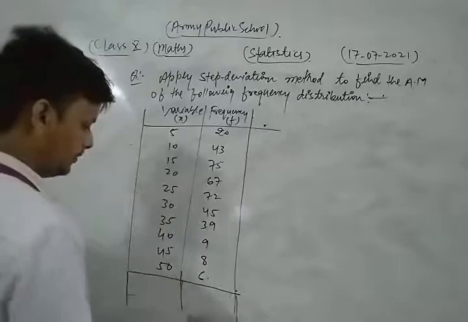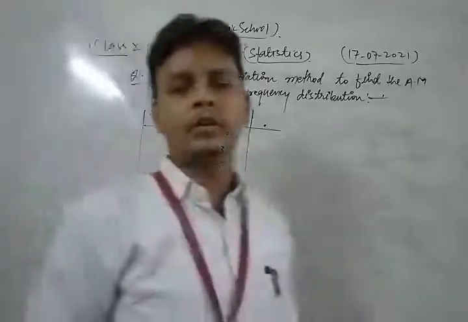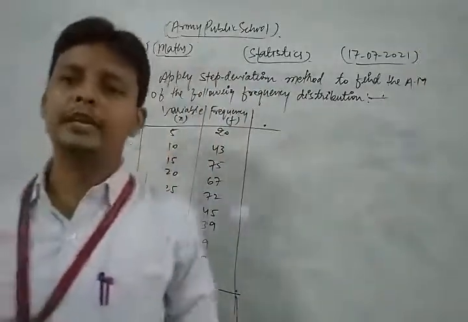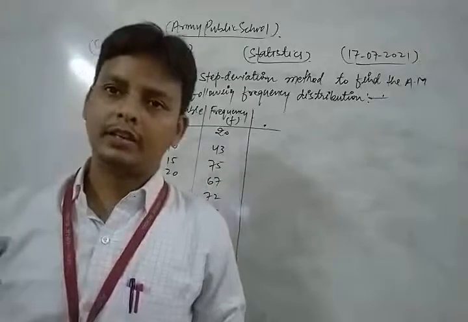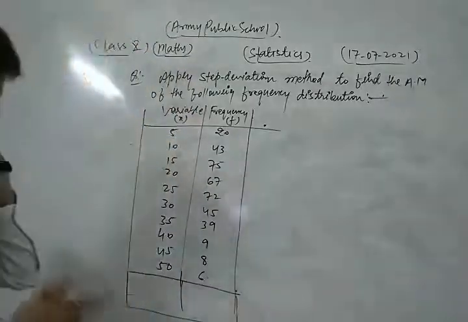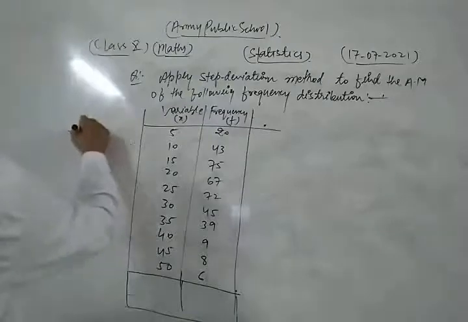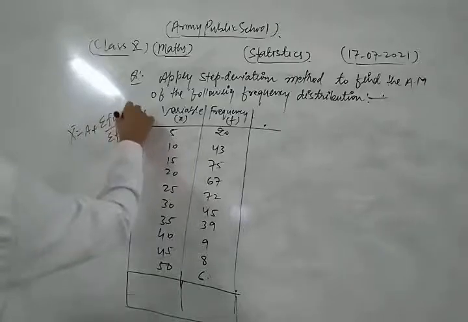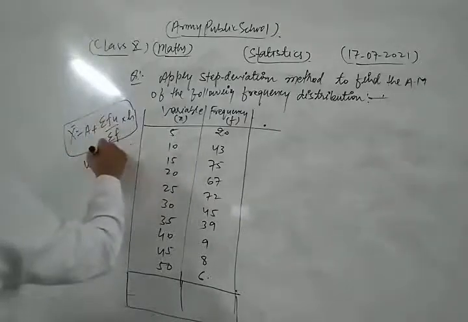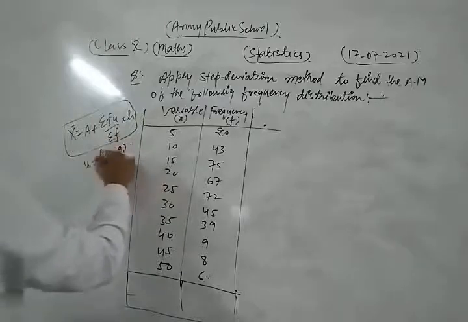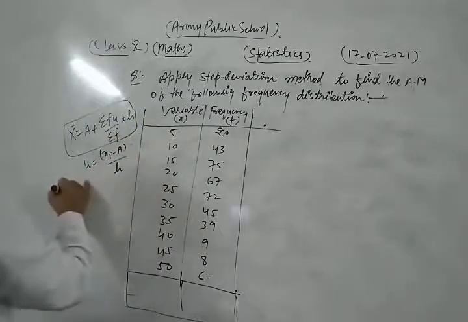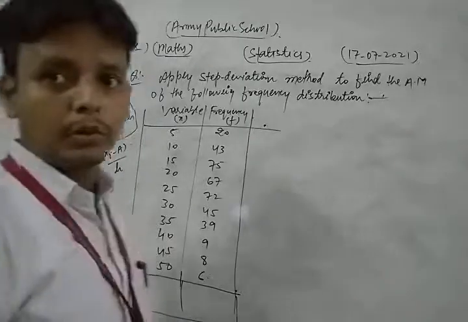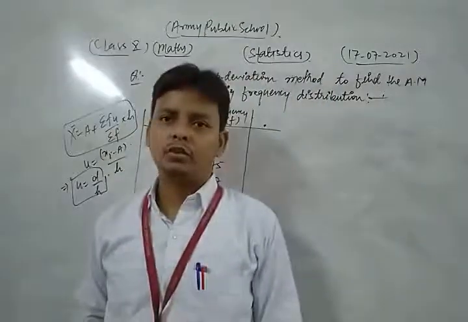Now look, dear students, right now we discuss the formula for calculating the mean of the given data by the step deviation method. First of all, we write the formula: x bar is equal to a plus sigma f into u upon sigma f, and u is calculated by the formula u_i equals x_i minus a upon h. This is the formula for finding the value of u.